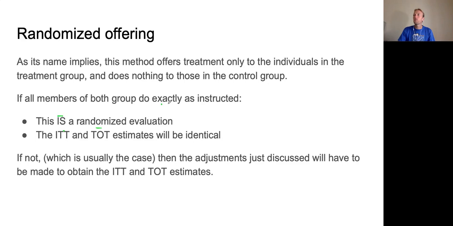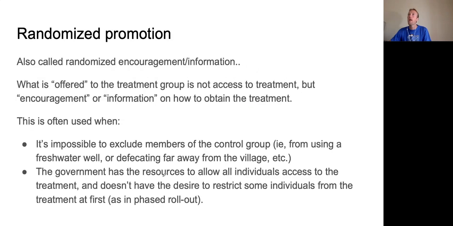Usually both groups don't do exactly as instructed, and so adjustments will be made to obtain the ITT and the TOT estimates. Okay, and those are the ones that we just discussed. The other type is the randomized promotion, or randomized encouragement, randomized information. What you offer to the treatment group is not the actual treatment. You offer them encouragement or information on how to obtain the treatment.